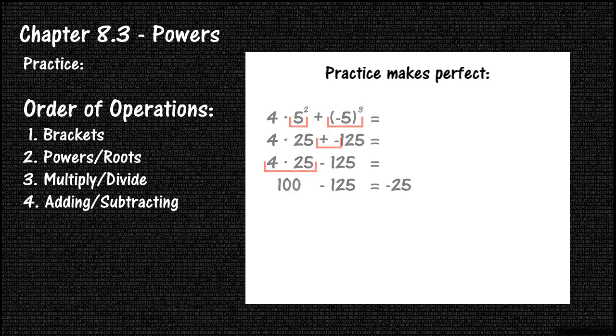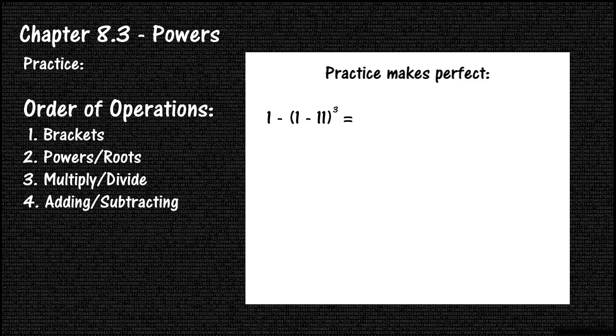Last one, 1 minus 11 to the power of 3. Start the time. And the one and only answer is 1001. We start by solving the brackets. 1 minus 11 is equal to minus 10. The third power of minus 10 is equal to minus 1000. Again, we change the double sign into a single plus, and 1 plus 1000 is equal to 1001.